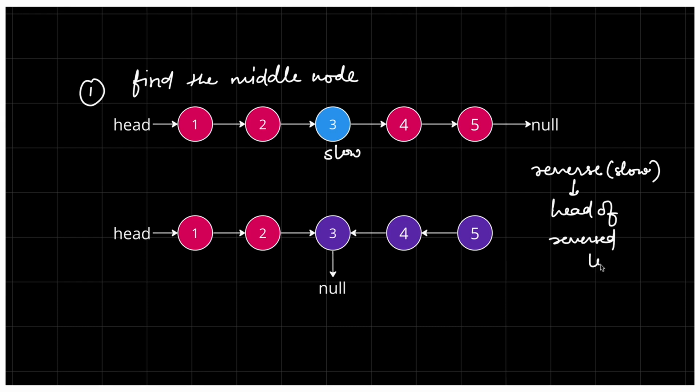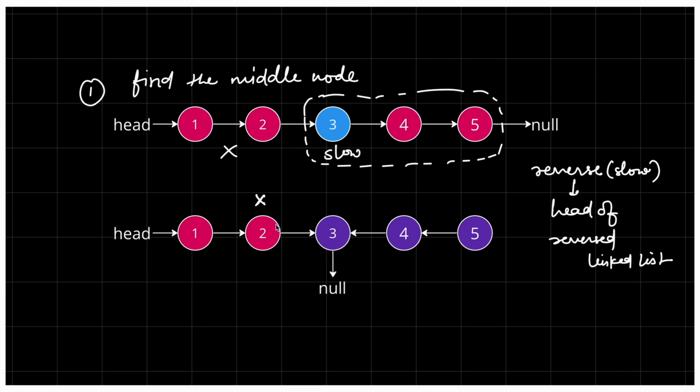Once you pass this slow pointer to the reverse function, it will reverse this entire second half of the linked list. Don't really look at the other pointers. You need to make sure that 5 will start pointing to 4, 4 will start pointing to 3, and 3 should start pointing to null. But node 2 will still be pointing to 3, because I haven't made any changes to its next pointer. The next pointer of 2 will still be pointing to 3 because I have only reversed the second half, which is fine.